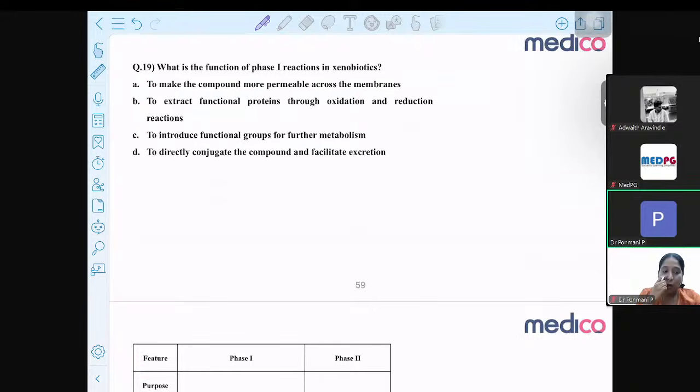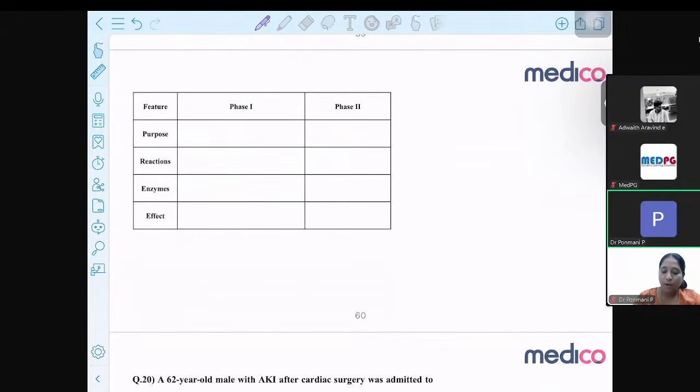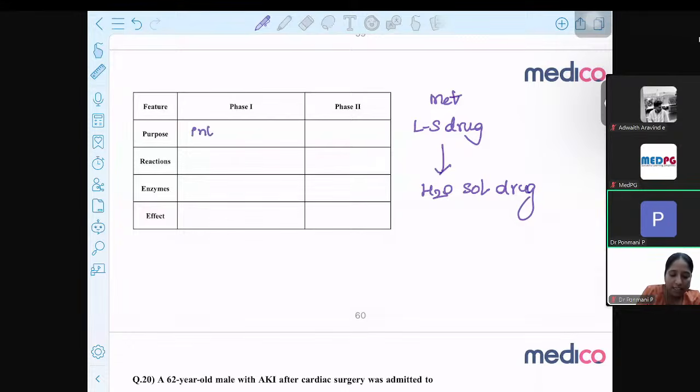Now coming to the next question. What is the function of phase 1 reaction in a xenobiotic? So we need to understand the process of metabolism here. Metabolism is a process which converts a lipid-soluble drug into a water-soluble drug. This can occur in two phases, phase 1 and phase 2. What is the function of phase 1? The function of phase 1 is to introduce functional groups.